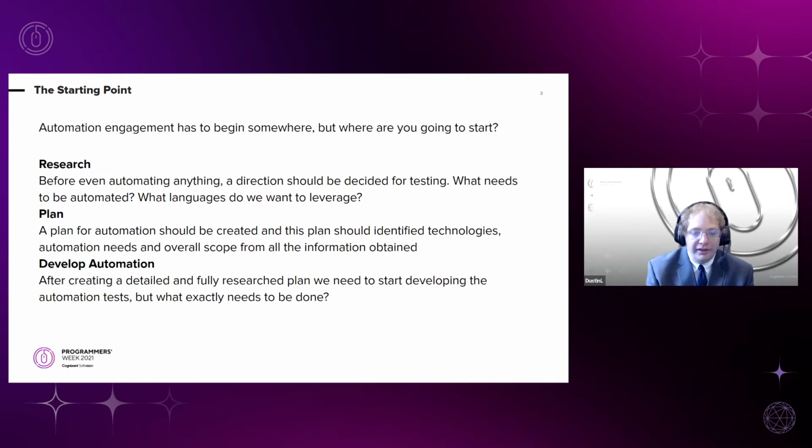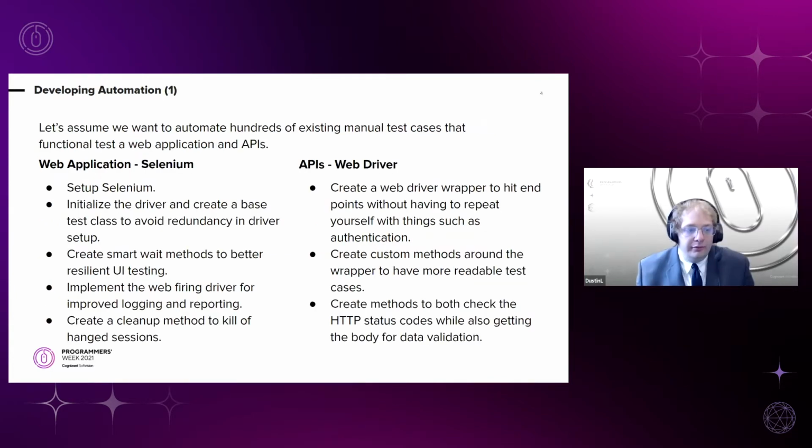But what exactly needs to be done? Well, I want to go through what I believe is an example that probably pops up quite a bit in the market. This is probably very simplified, and we are probably only going to cover parts of each of this, but let's throw an example out there. So first of all, let's assume we want to automate hundreds of existing manual test cases that already exist.